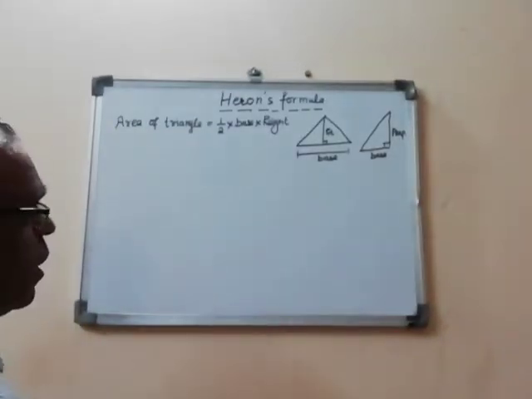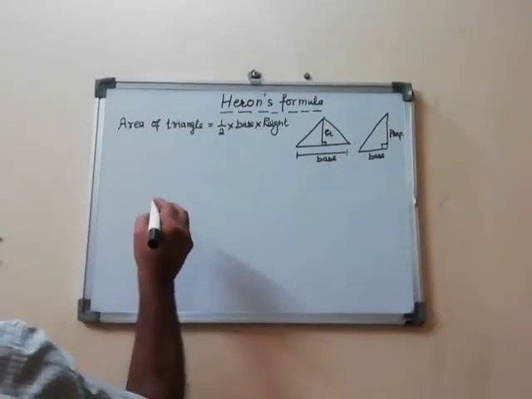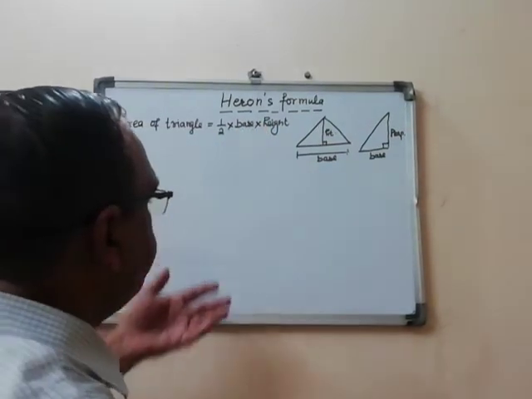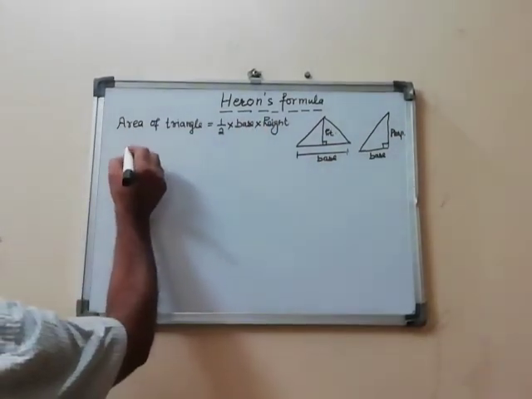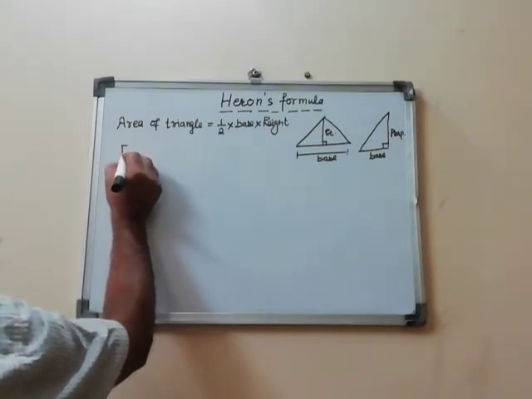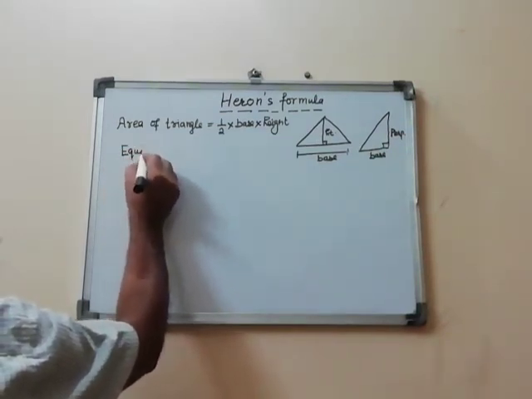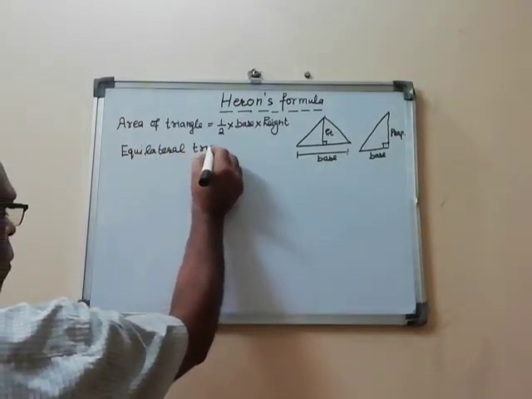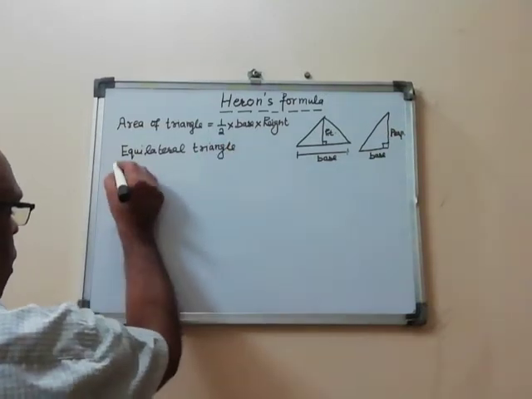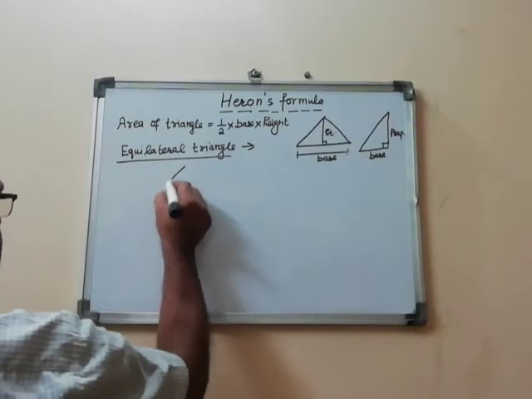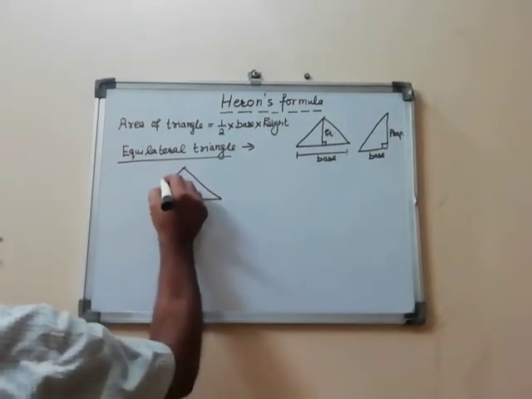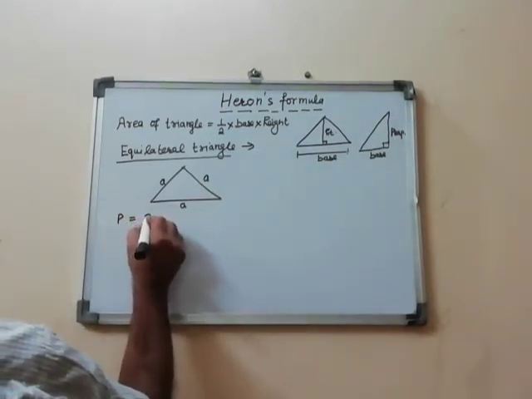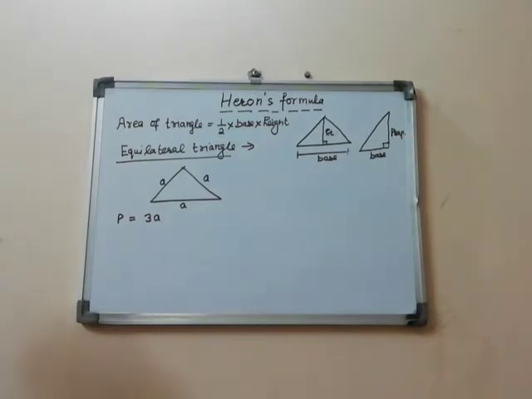as you know, there are three types of triangles. In this we will discuss area and perimeter both. First, we are taking the case of an equilateral triangle, in which you can see that all the three sides are equal. So the perimeter is 3a, 3 into side.